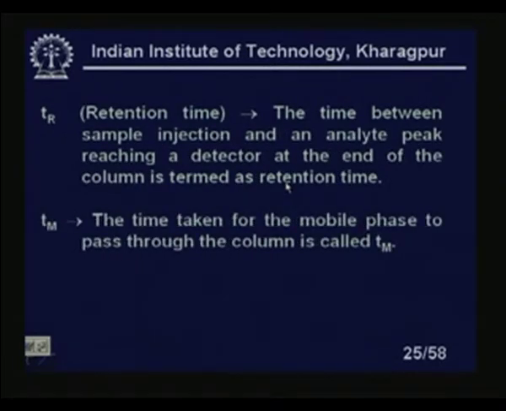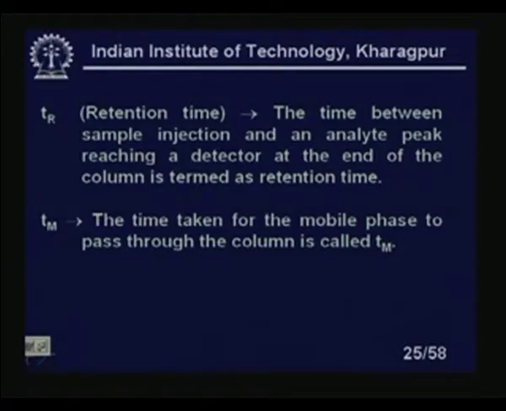Tm is the time taken for the mobile phase to pass through the column. So, for this individual gas, one component of the gas, we have shown the retention time Tr, and Tm is the time taken by the mobile phase. Obviously, we can see that Tr should be more than Tm in all the cases.